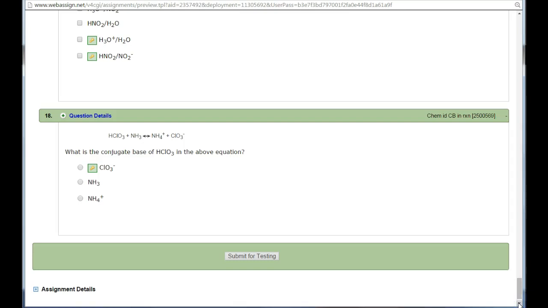What is the conjugate base of HClO3 in the above equation? So we have HClO3. It looks like it loses an H, so that means that's the acid and that's the conjugate base. And there we go.